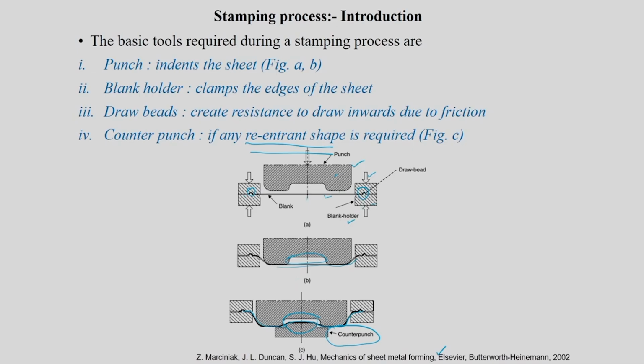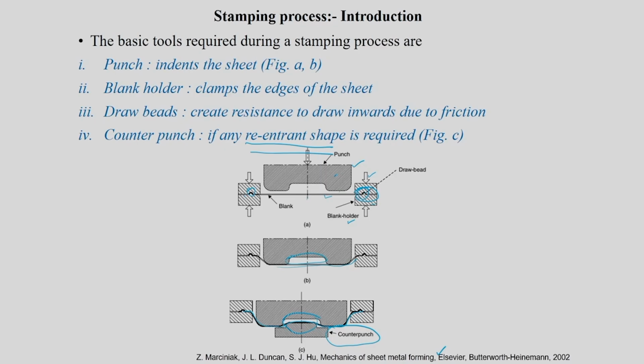Otherwise, if you don't provide appropriate blank holding force, there will be a lot of wrinkling in the flange of the sheet. Flange of the sheet is this. Okay, so it's a double stage stamping process. So blank holder has to be used to hold the sheet. That is number one. It will come separately, and then the punch will come down to deform the sheet in this fashion.